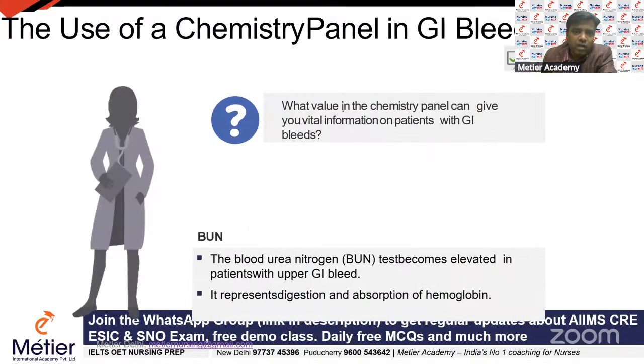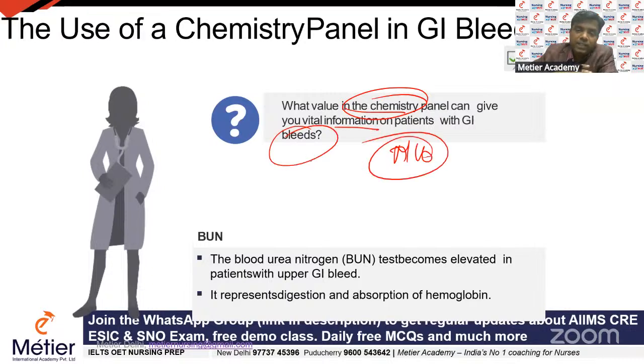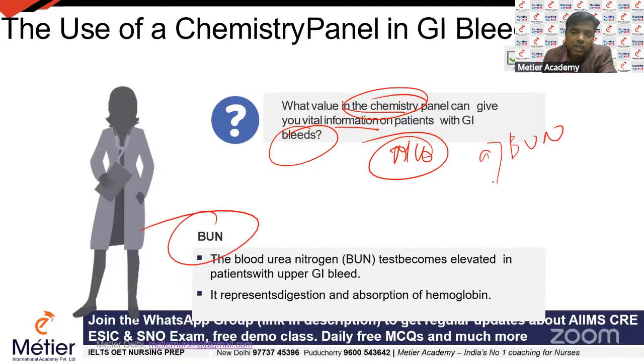And what value in the biochemistry panel can give vital information on the patient's GI bleeding? MCQ. CBC may give you a lot of information, but the most important information is BUN. Option A, BUN. Other options they may give: lipid profile, coagulation profile, or whatever chemistry profile. The biochemistry profile is CBC, LFT, KFT, BUN. BUN is always important. It's vital information in GI bleeding.